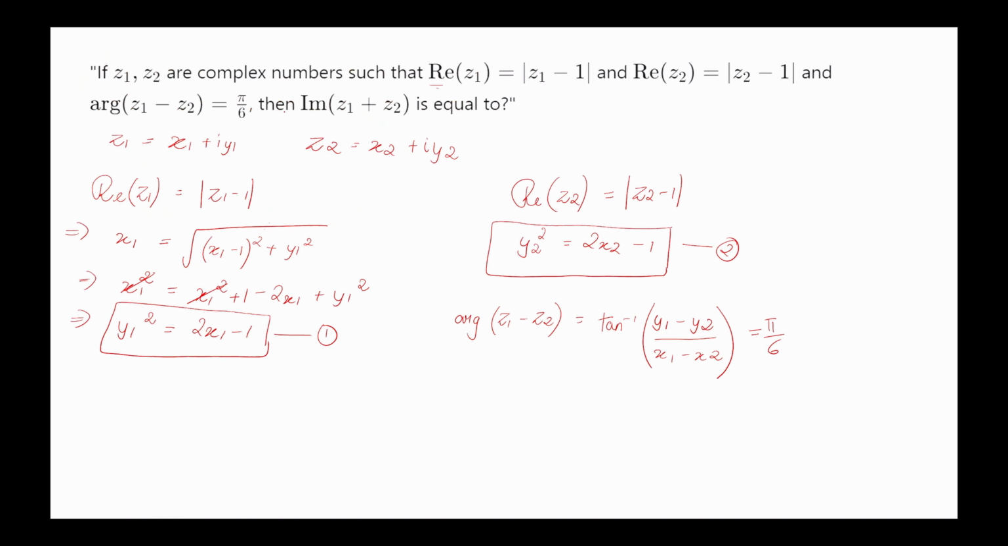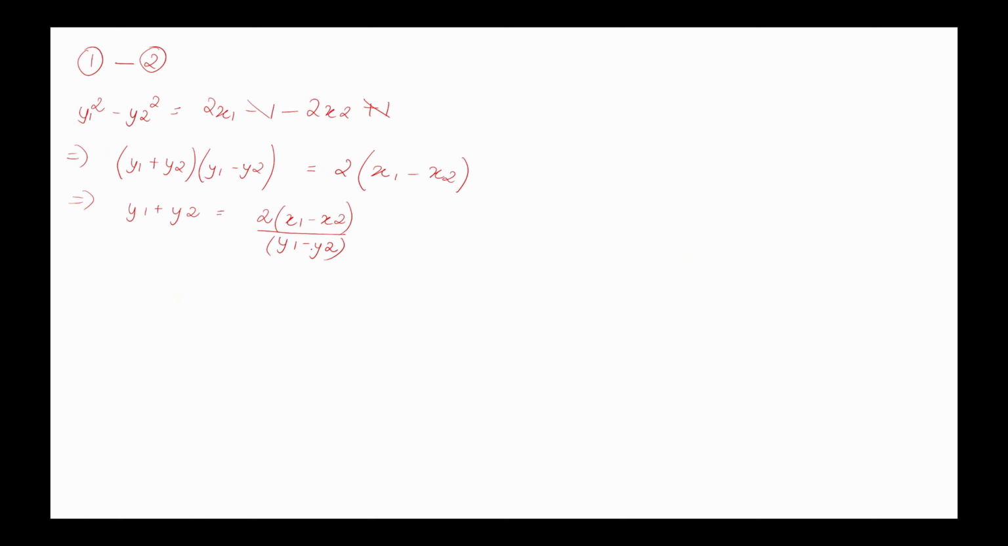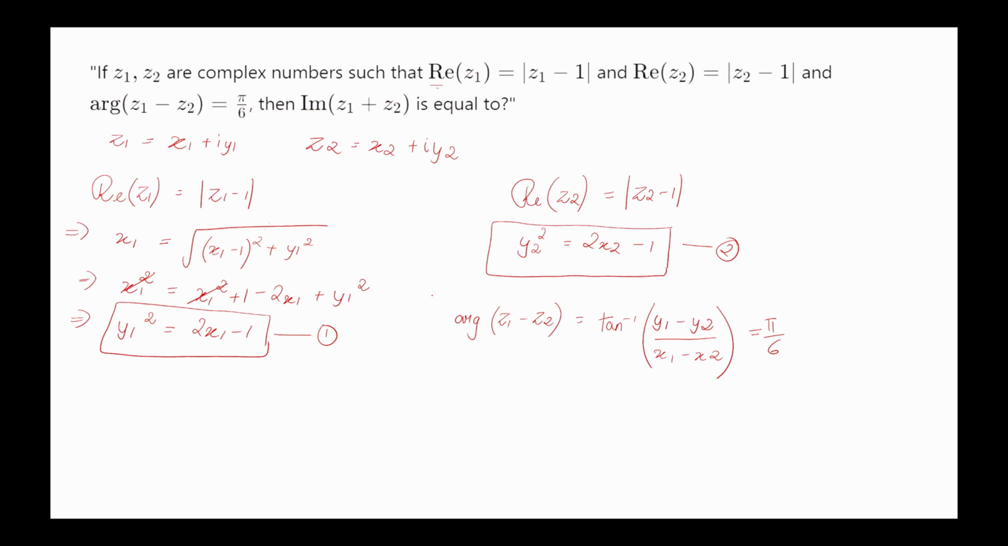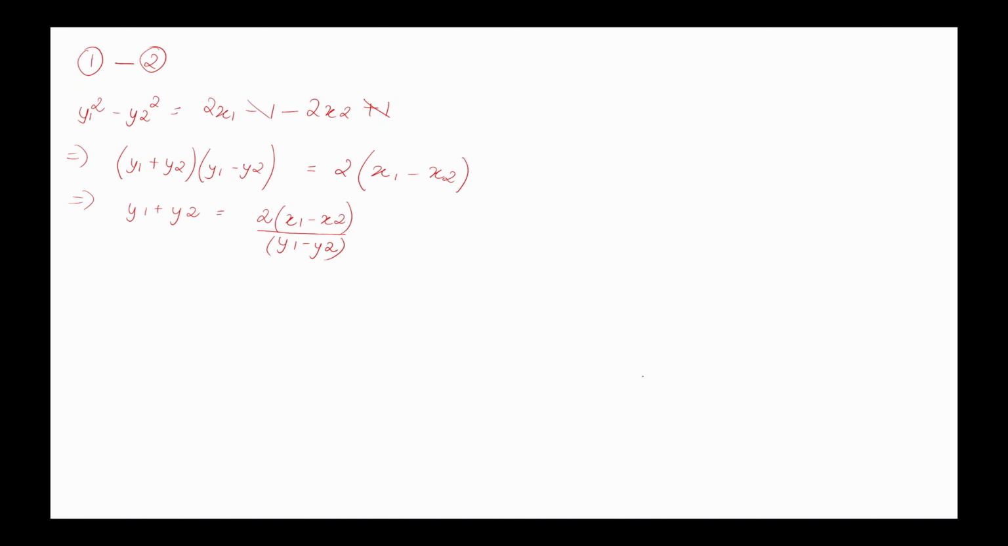Now what was asked to us in the question? Basically we had to find out the sum of imaginary part of z1 and z2. So what would be the sum of imaginary part of z1 and z2? It would be y1 plus y2. So that is exactly what we've gotten. Now simply what we'll do is we'll replace the values of x1 minus x2 and y1 minus y2 from this argument equation and then solve for our answer.